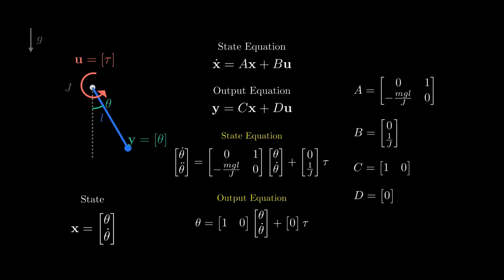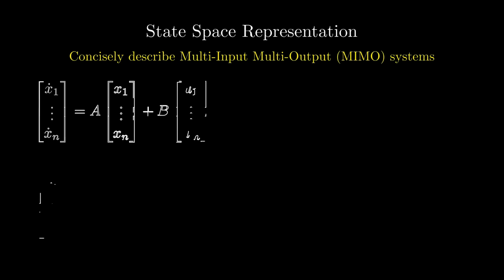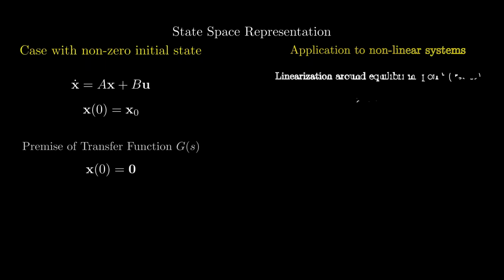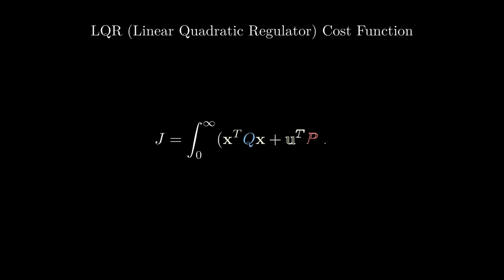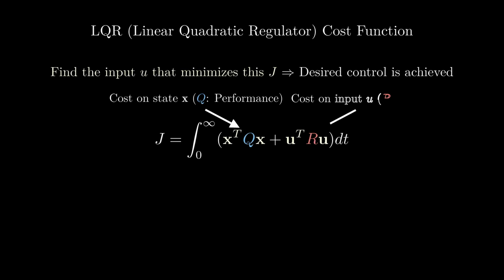What specific advantages does this have for the Go-To? First, it handles multi-input, multi-output systems very naturally and concisely. Systems like the Go-To with over 12 inputs and many outputs. Also, it's easier to apply to cases with non-zero initial conditions or nonlinear systems. But most importantly, you can design controllers that act directly on the system's internal states.